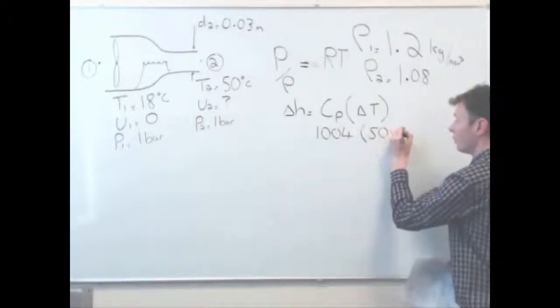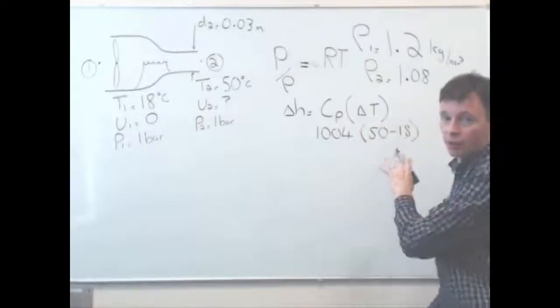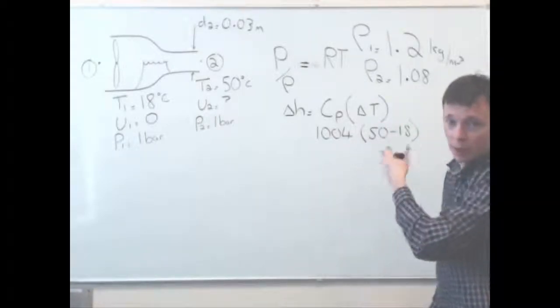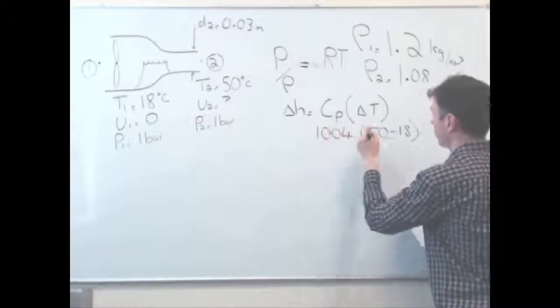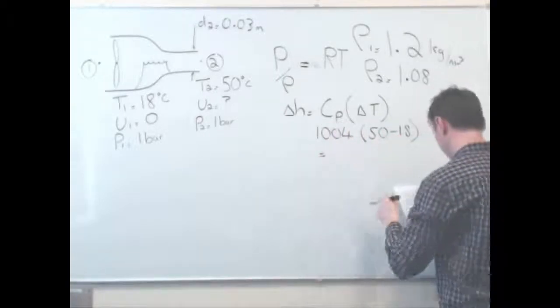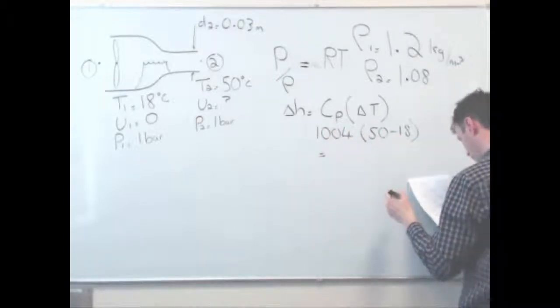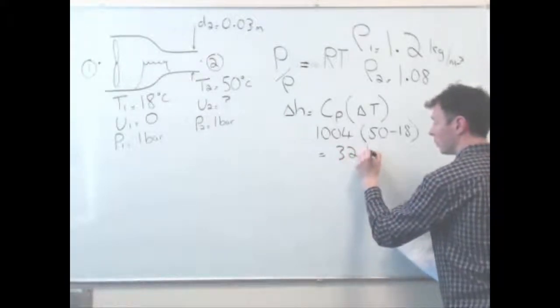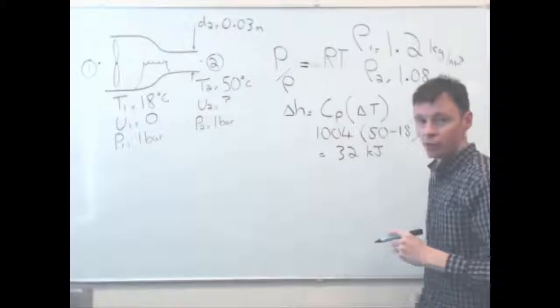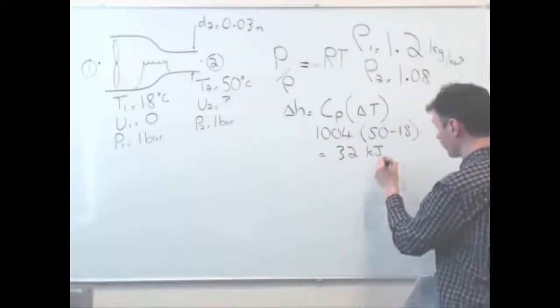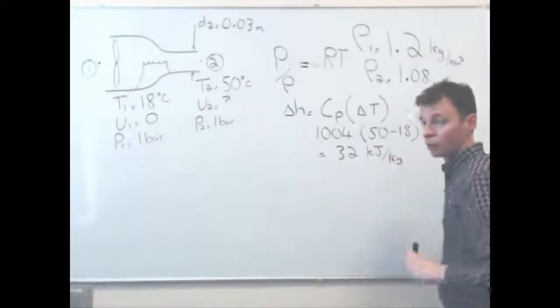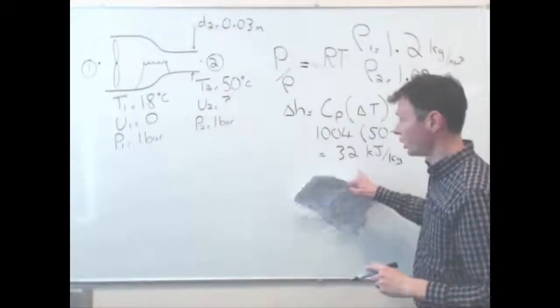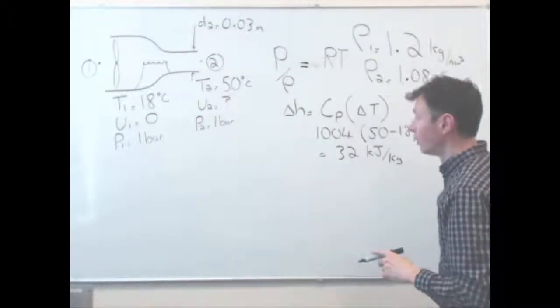times, again it's okay to leave those in Celsius now because it's a delta, so one minus the other. So it gives us 32 kilojoules per kilogram. Okay, so that's the change in specific enthalpy.